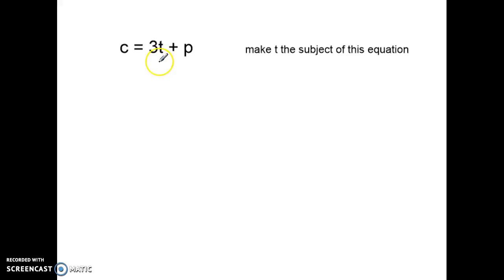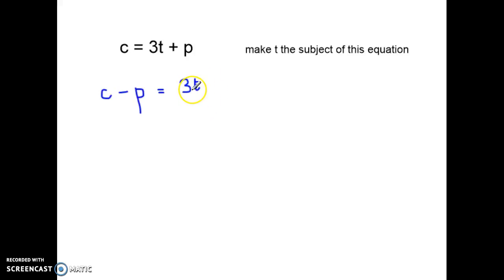So as we did on the previous slide, look at what's happened to t. It's been multiplied by 3 and then p has been added. So my first step, I am going to subtract p, and I'm going to do that from both sides of the equation to keep the equation in balance. So my first line of working out is going to look like that.